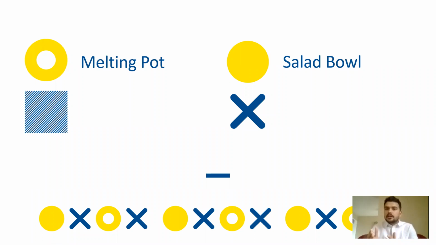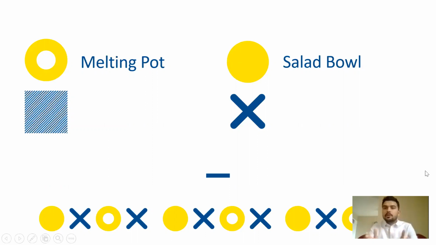On the other hand, the salad bowl theory is a more liberal way of multiculturalism in which people from different cultures coexist in a culturally diverse setting, but they retain the characteristics of their own culture. They celebrate it, they want to follow it, and they want to carry it forward.